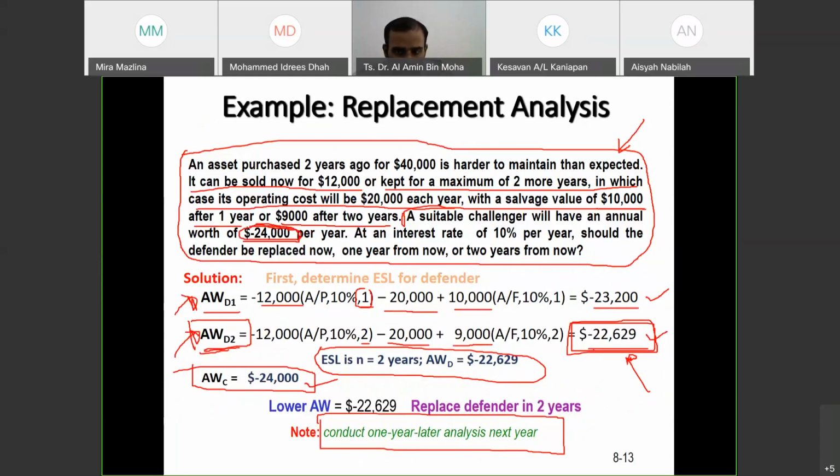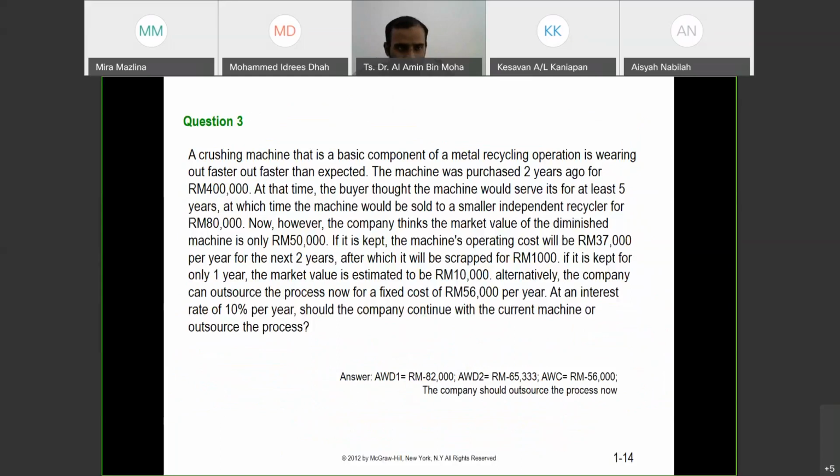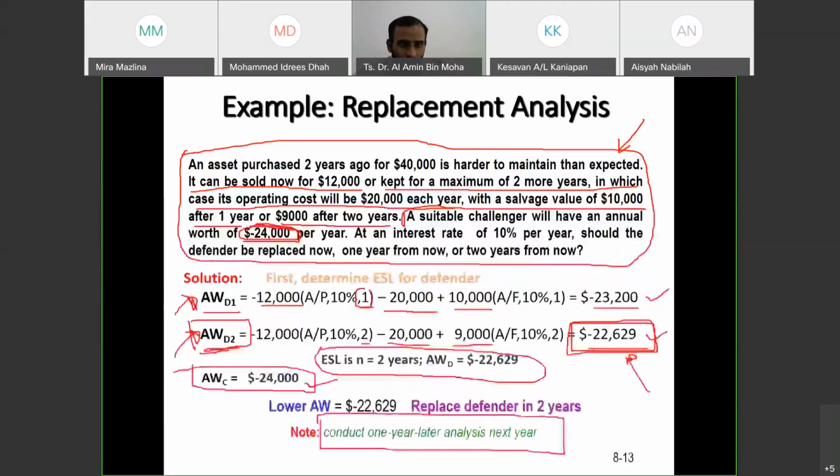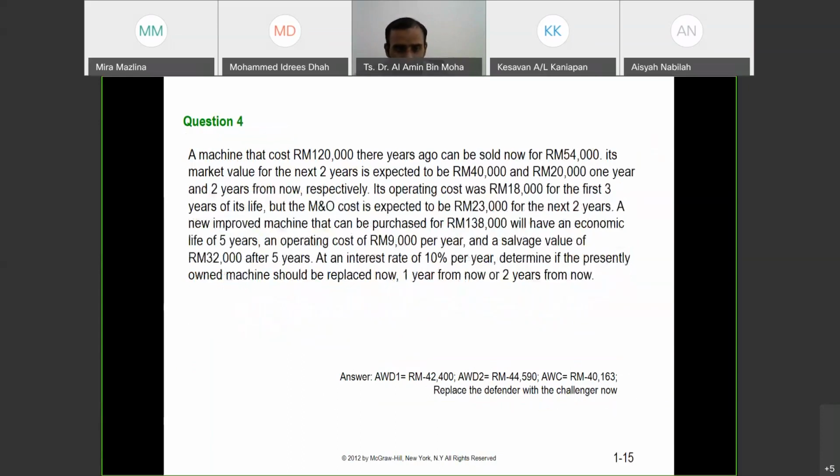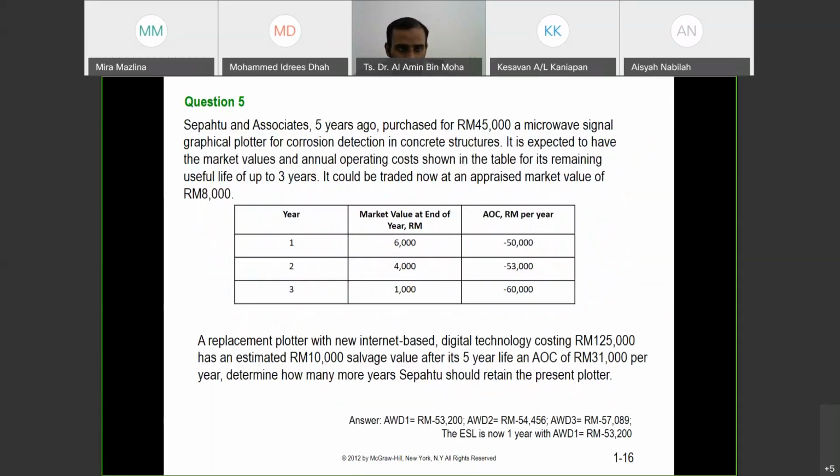And the next slide is the questions for similar replacement analysis. You can try later on. Question 3. Try to familiarize yourself with the questions and we give the answer for you to check. The same thing for question 4 and question 5. There are 5 questions.